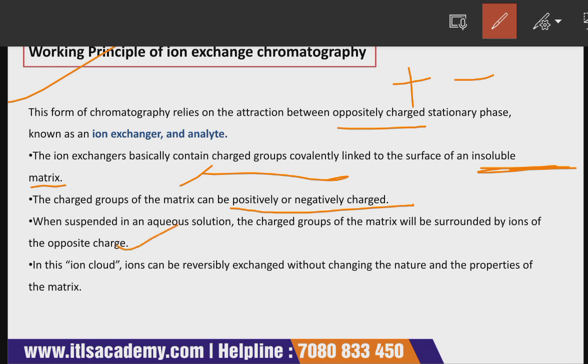If the matrix has a positive charge, which charge will surround it? The negative, the opposite one. And when the matrix contains a negative charge, it will attract the opposite charge, that is a positive charge. So in this ion cloud, ions can be reversibly exchanged without changing the nature and properties of the matrix.